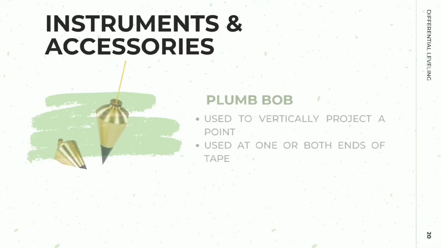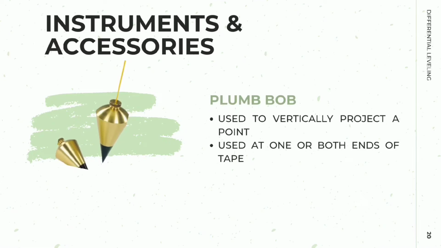Plumb bob is a metal weight with a pointed end which is suspended by a string 5 to 6 feet long. The bob is used to vertically project a point and may be used at one or both ends of a tape as well as the tape's other ends.